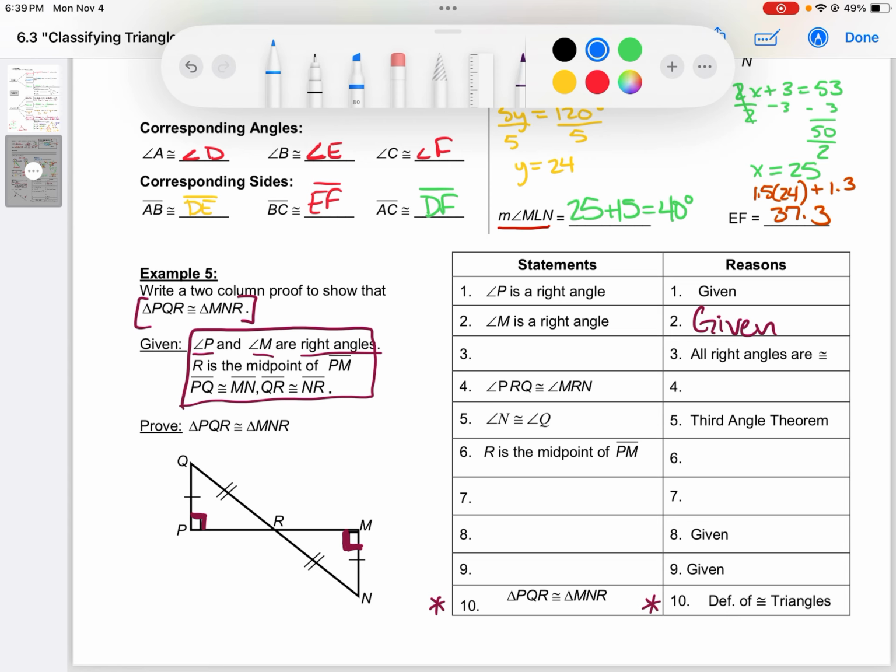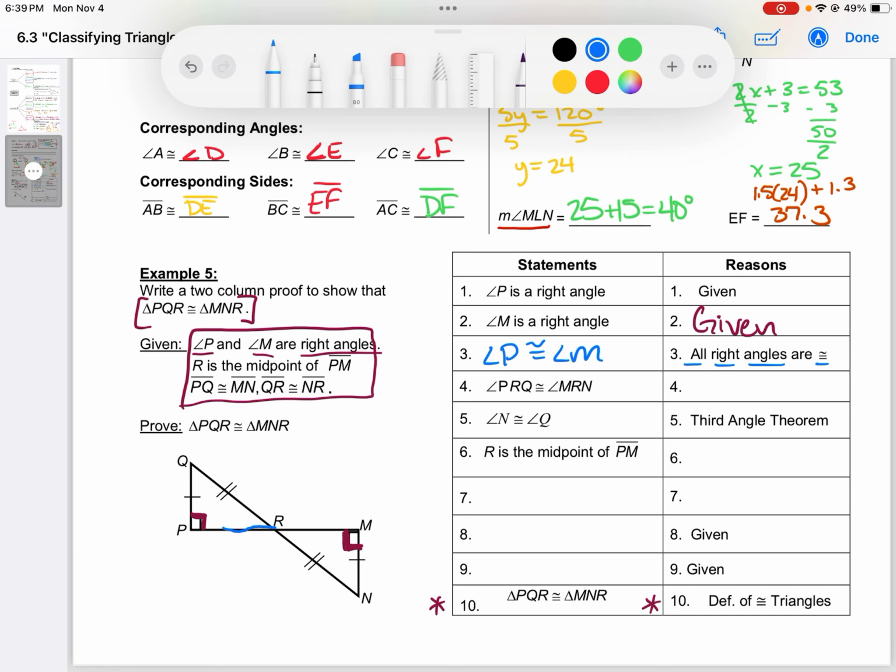Next, we know that since those are both right angles, all right angles are congruent. So what are the two right angles we just talked about? Well, we just talked about angle P, and we just talked about angle M. They're both right angles. That means they're congruent.